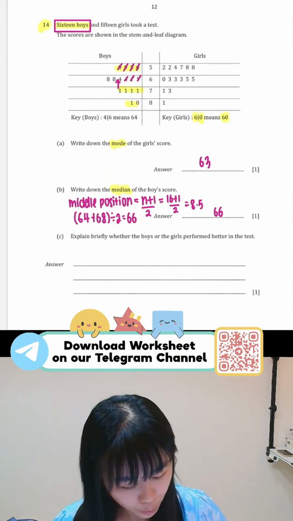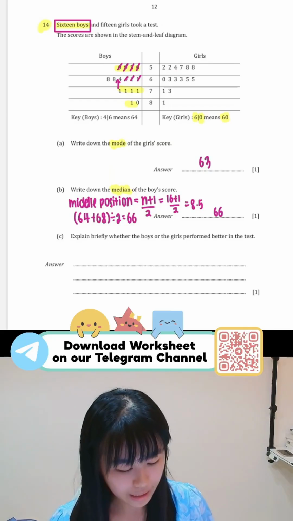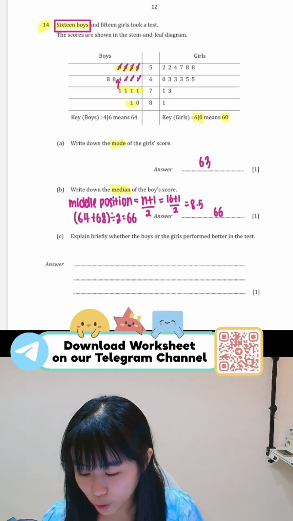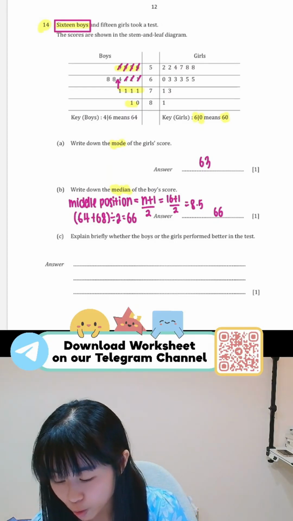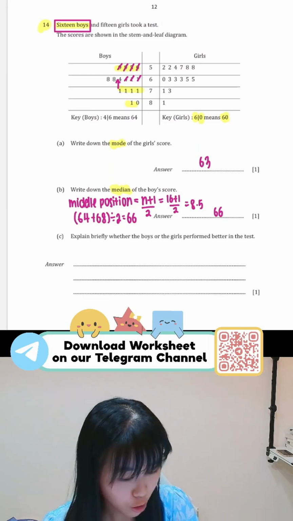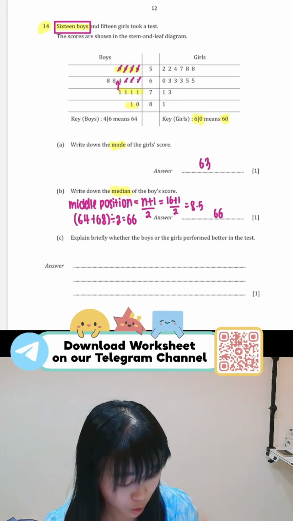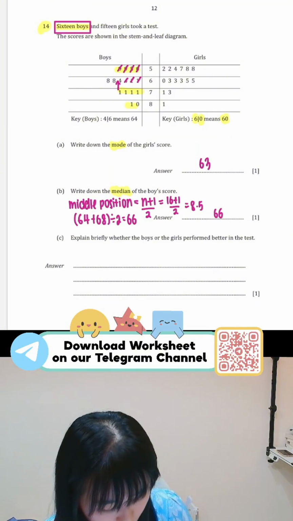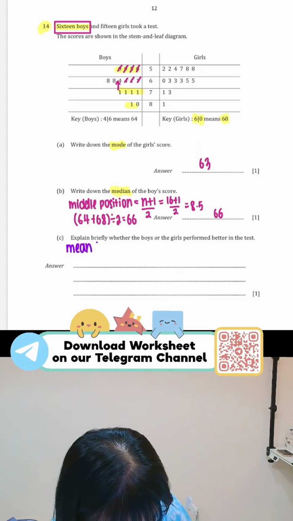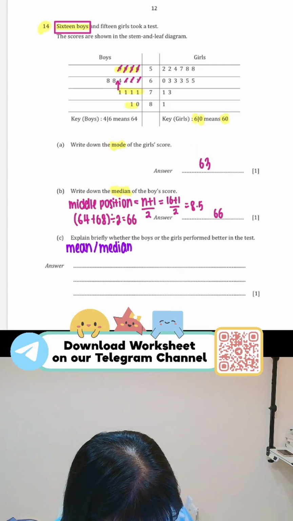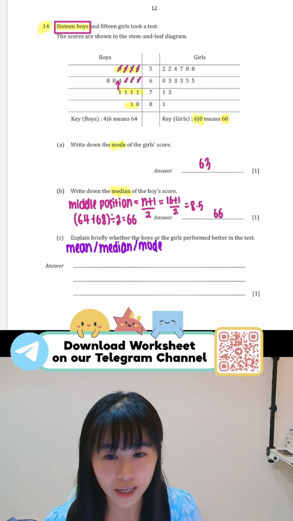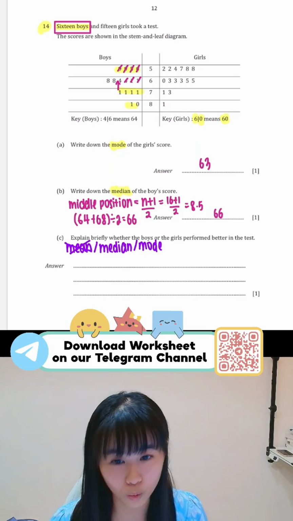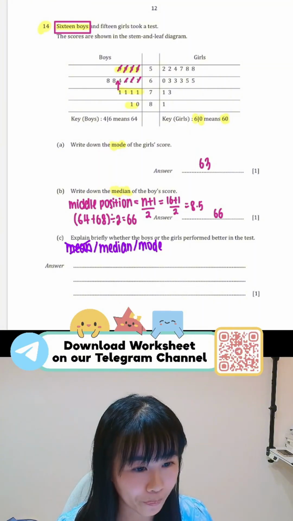Okay, part C. Explain briefly whether the boys or the girls perform better in the test. Usually when we want to compare whether they perform better, we have to use 3 different things to compare. It really depends on which one you think is the best representative measure of the data. So we'll use either mean or median or mode, correct or not? In this case, since we got the mode and the median, we didn't find any mean, most probably we will not go to the mean. Either use median or mode to compare.